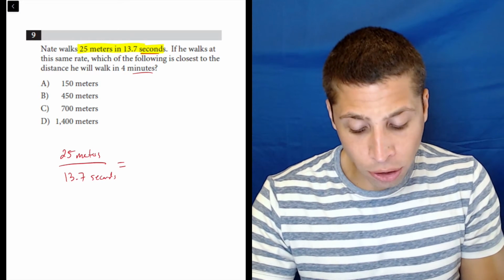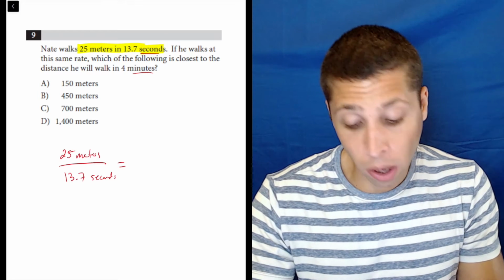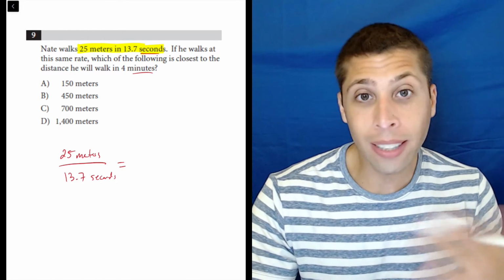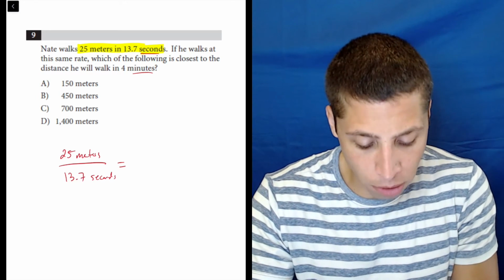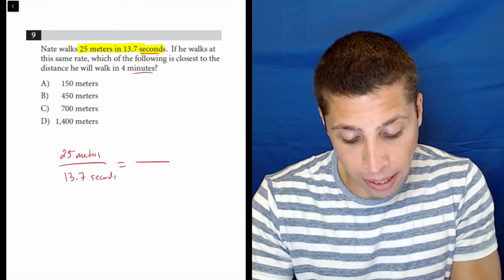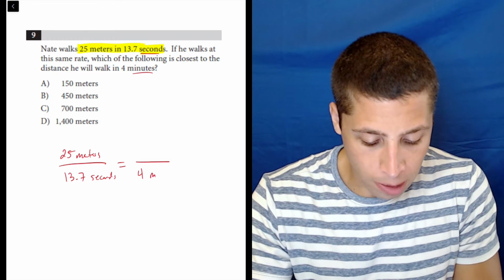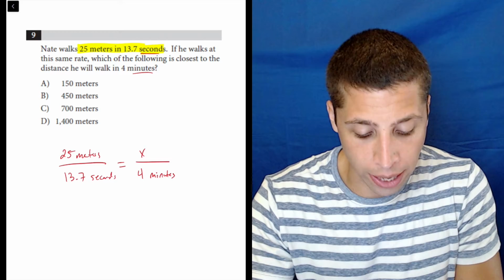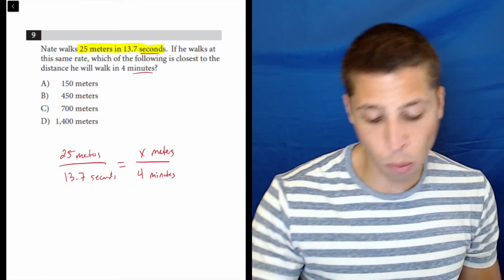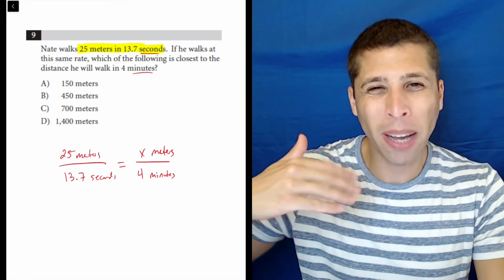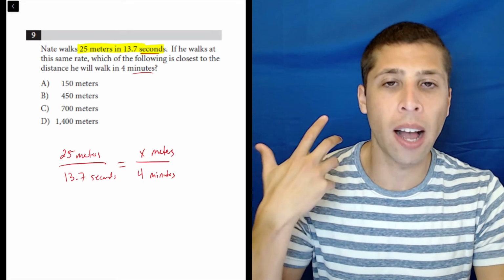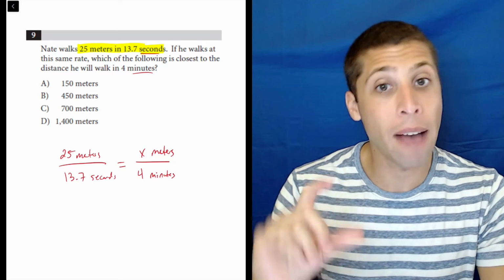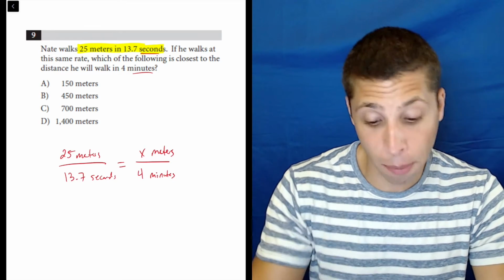And then with the question they're saying, okay, if he walks at the same rate, which of the following is closest to the distance he will walk in 4 minutes? So I could easily turn that into seconds, but I'm just going to allow myself to make the mistake and say, okay, let's put 4 minutes on the bottom of this fraction. And so we're trying to find how many meters he's walking in 4 minutes. I'm purposely doing it wrong because I know that I can fix it at this stage. And I have the basics of my setup ready to go.